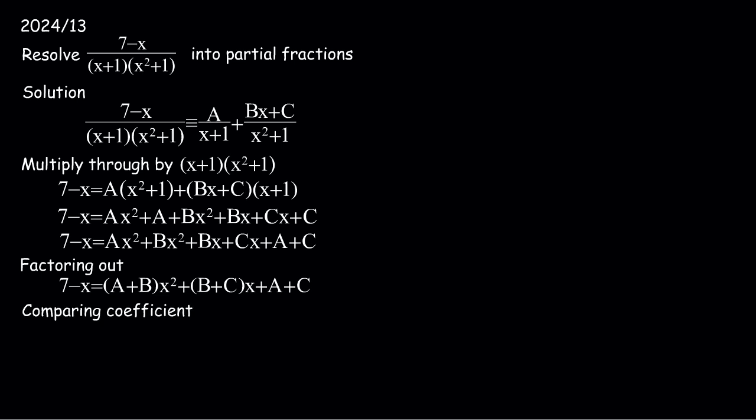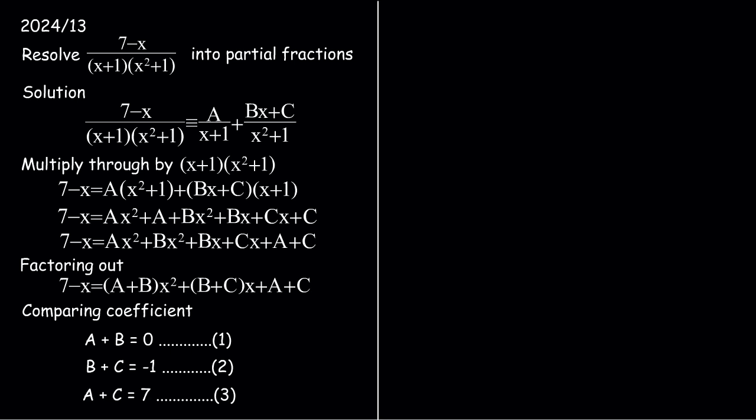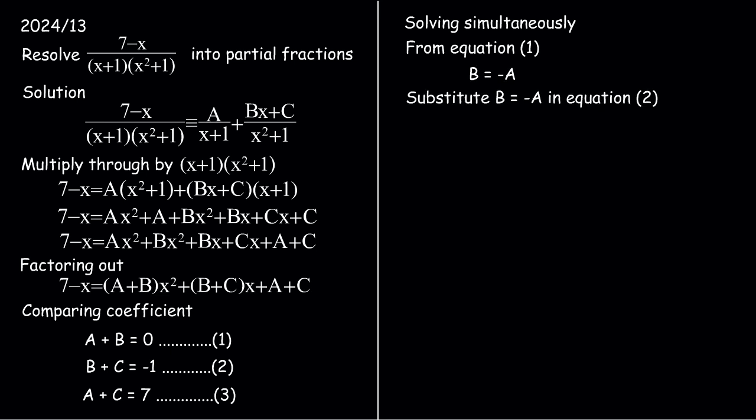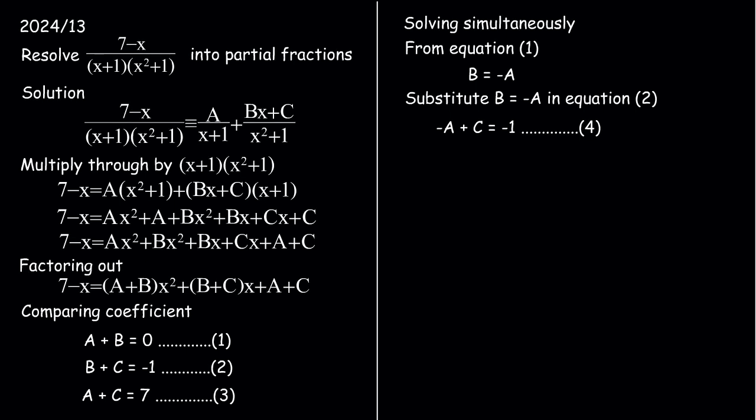Now we are going to be comparing our coefficients. Comparing coefficients, we realize that a plus b is equals to 0, this will be our equation 1. b plus c is equals to minus 1, this will be our equation 2. And a plus c is equals to 7, this will be our equation 3. And we are going to be solving these equations simultaneously. Solving simultaneously, from equation 1, b is equals to minus a. Now we are going to be substituting b equals to minus a in equation 2. Doing so, equation 2 becomes minus a plus c is equals to minus 1. It's going to be our equation 4.